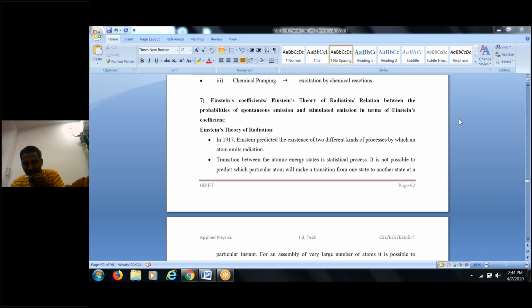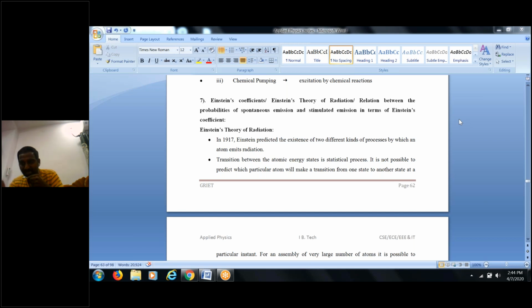Therefore, if you conduct these two in a systematic and sequential manner, there is always a possibility to produce a new kind of electromagnetic radiation. Later, such a new kind of electromagnetic radiation was named laser.